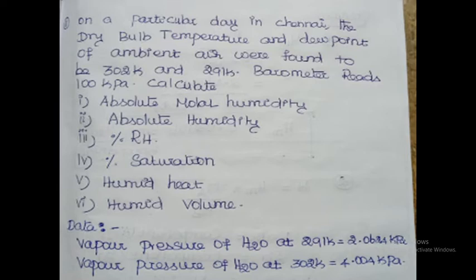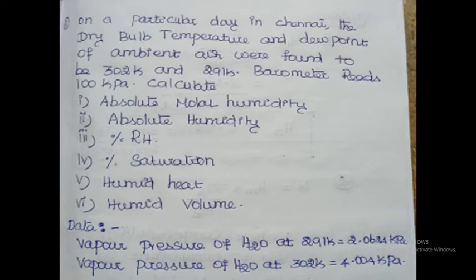Okay. Another data given, vapor pressure of water at 291 Kelvin is equal to 2.0624 kilopascal. So what is this value? 291 Kelvin is nothing but the dew point. What is dew point? Condensation temperature. So here at dew point, partial pressure is equal to vapor pressure. For this condition, you should take the vapor pressure as equal to partial pressure.